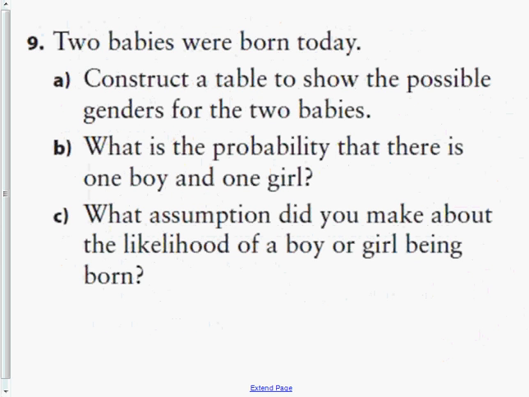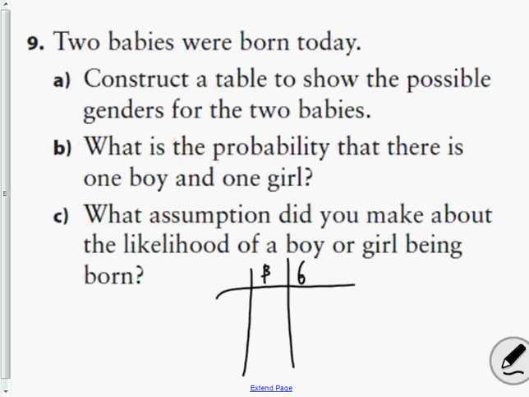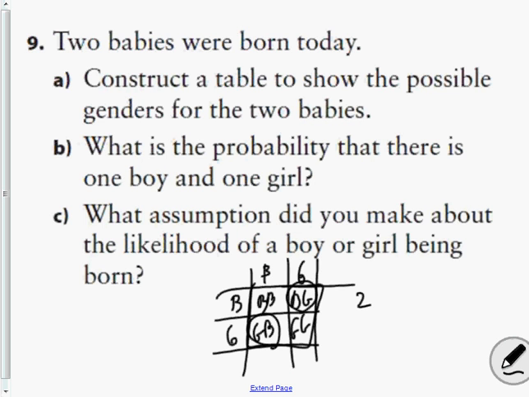For question 9, it says 2 babies were born today. Construct a table to show the possible outcomes. So we'll put baby 1 up here. That can be a boy or it can be a girl. And the second child could be a boy or a girl. So there are 4 possibilities for the 2 babies. They can be boy boy, boy girl, girl boy, or girl girl. What's the probability that there was 1 boy and 1 girl? There are 2 of them that are 1 boy and 1 girl, which means 2 chances out of 4, or roughly 50% probability.